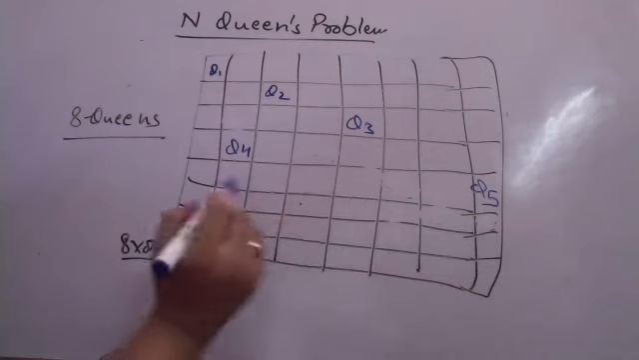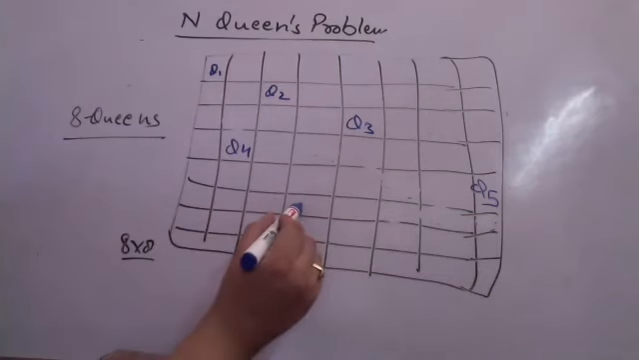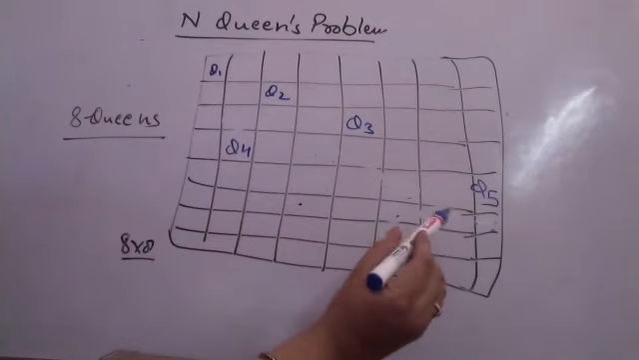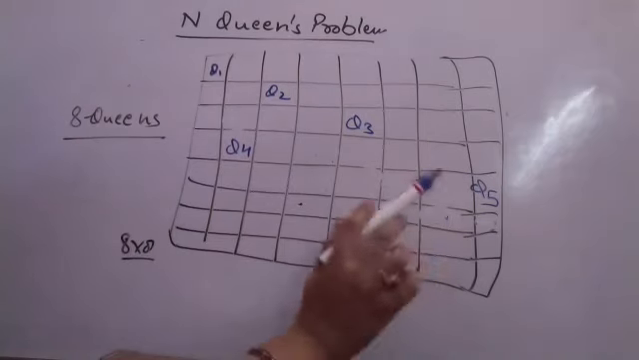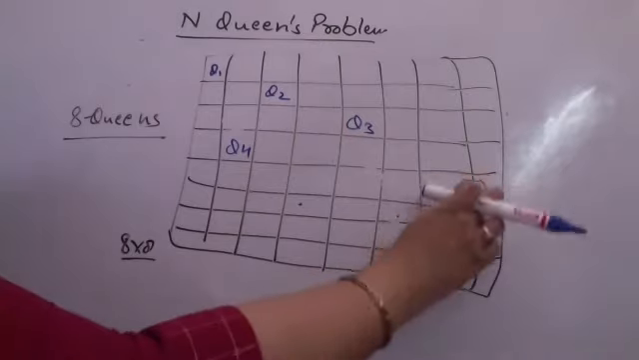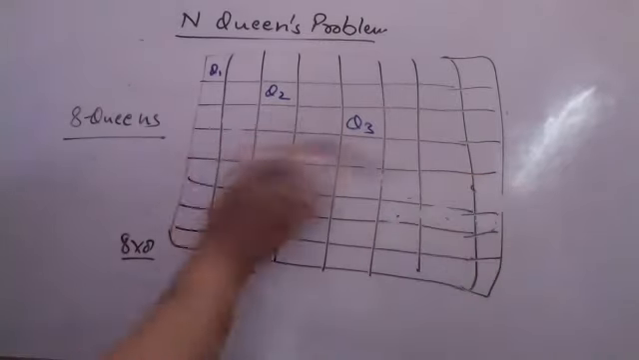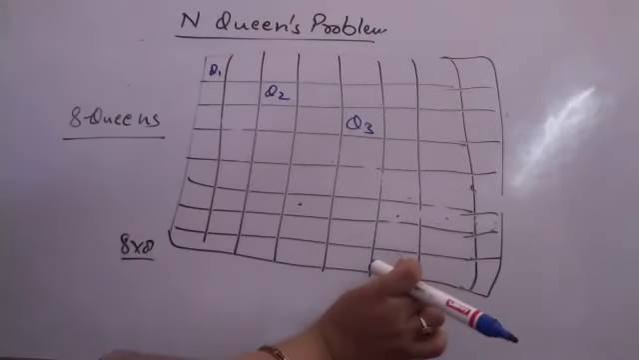Then check for queen 6. Queen 6 not possible here. Not possible here. Queen 6 की position भी possible नहीं है. That means backtrack the solution. Again change all possible. ये समझ आ रहा है? How am I doing backtracking now?